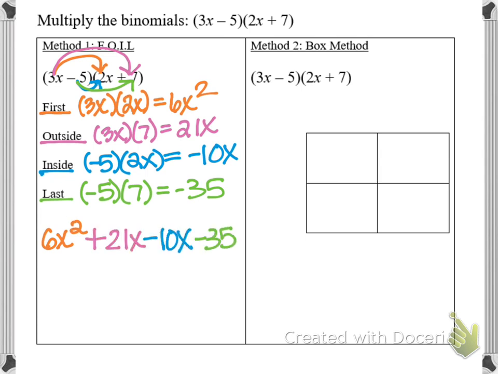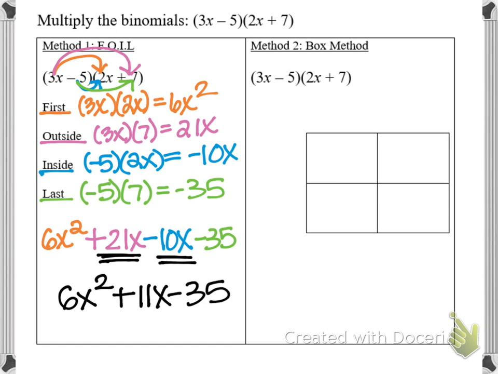So I get 6x squared plus 21x, because that was positive, minus 10x, and then minus 35. Now, if you look in the middle, you should see the x terms are like terms, so we can combine them, and we get a final answer of 6x squared plus 11x minus 35. So our final answer has 3 terms, and it is a trinomial.